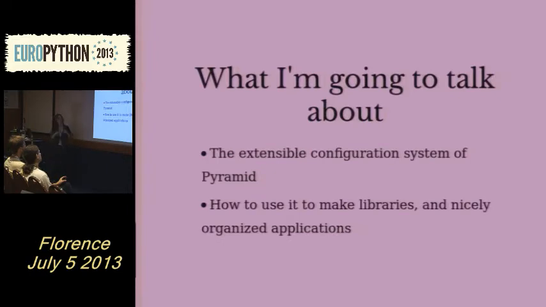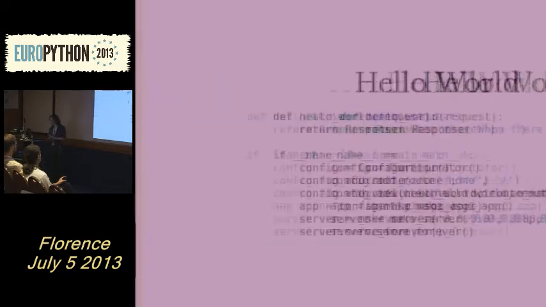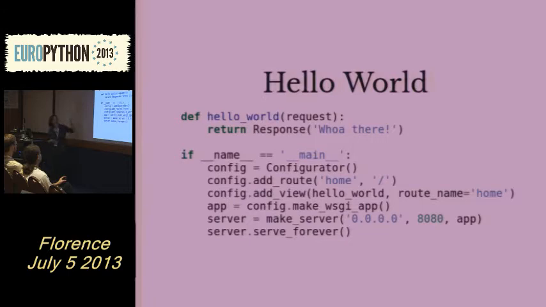There will be two main parts. First, I will explain the extensible configuration system so you have an idea of what we are dealing with. Then I'm going to give you examples of what can be done with it, both to make libraries and to write nicely organized applications. So here is a Hello World example with Pyramid.